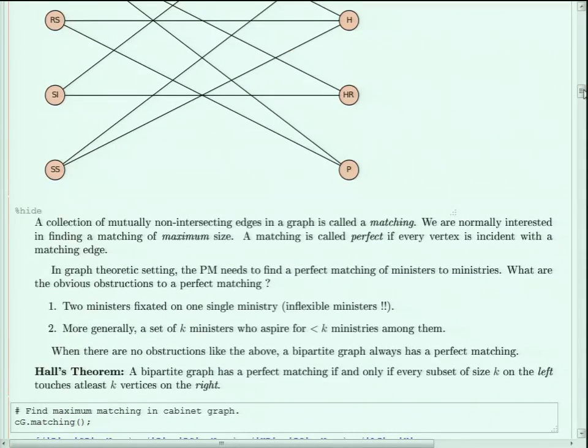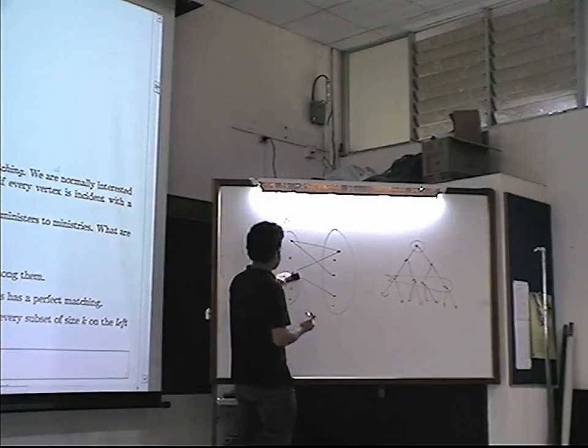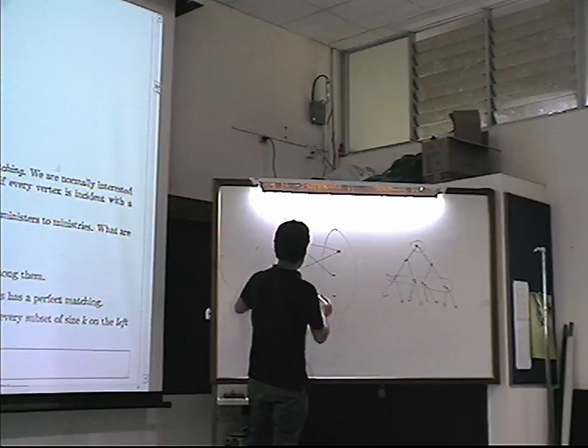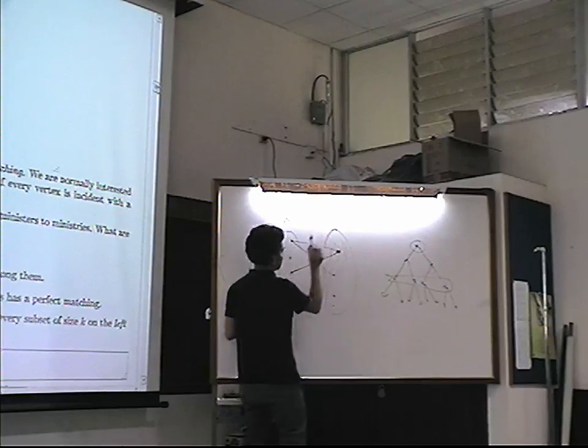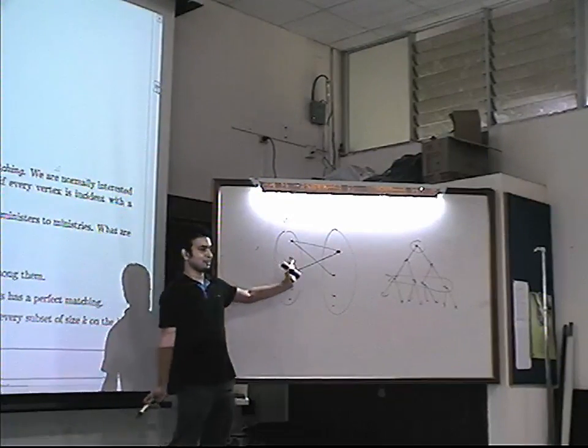Yeah, for example, if two ministers want a single ministry, both of them, their interests are very narrow. So you have, let's say, these two. They are not interested in anything else. They are both interested only in this thing. Then you can't find a perfect matching, right?